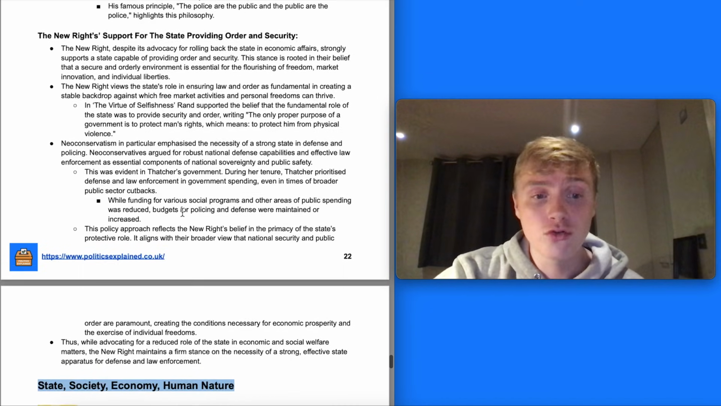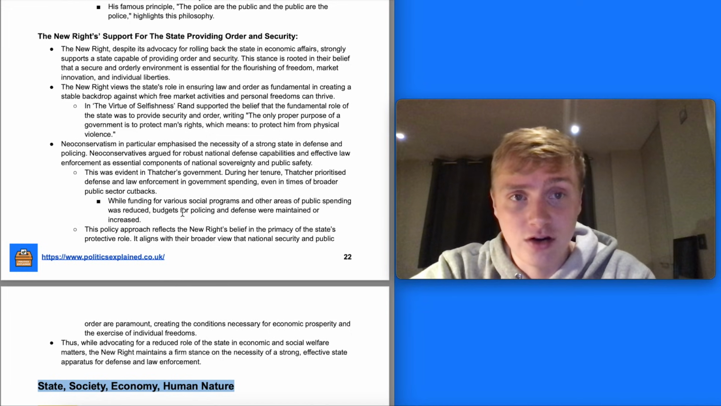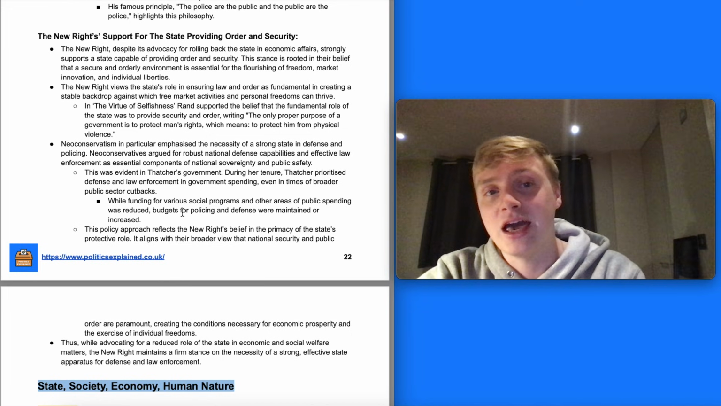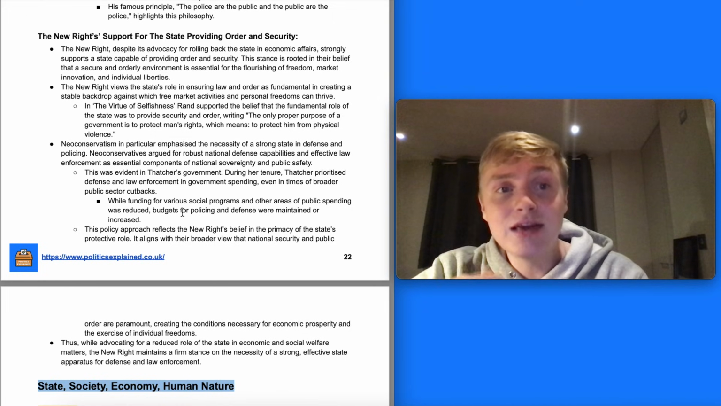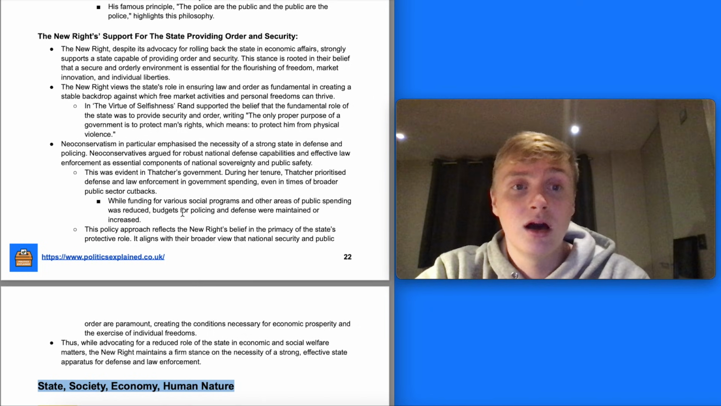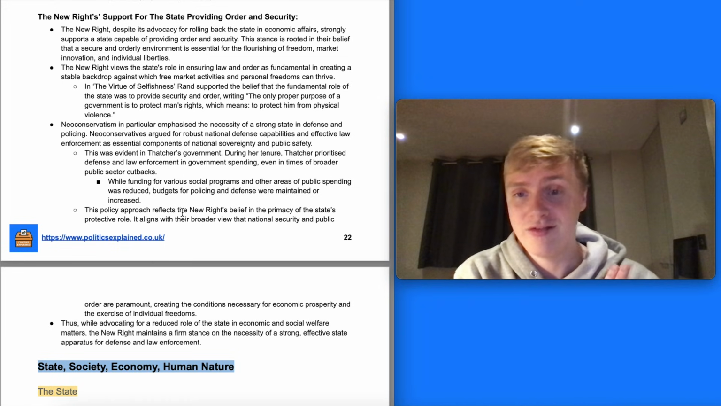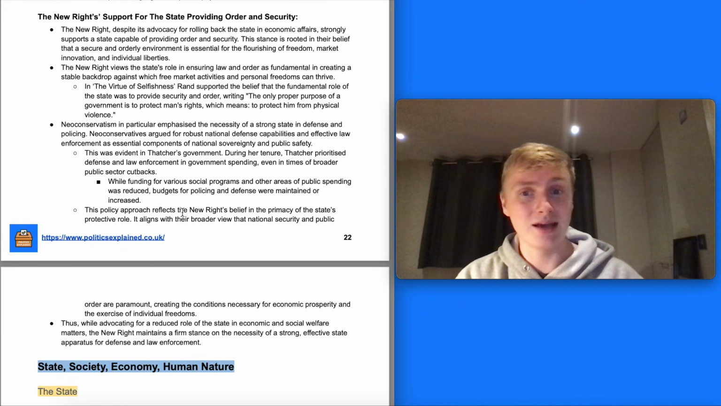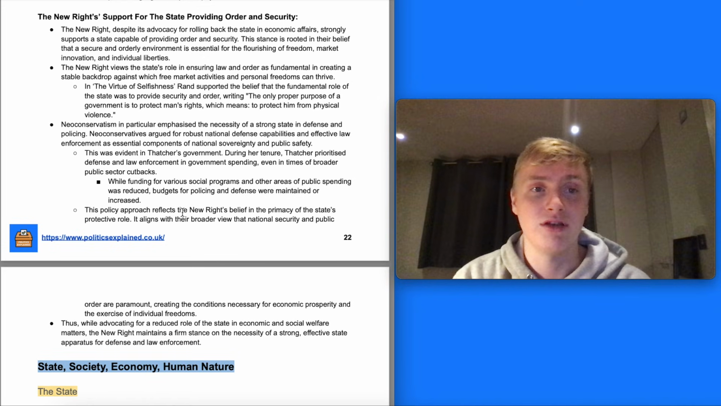And the New Right, crucially, also really do support this idea that the state provides order and security. So even though they advocate for rolling back the state in economic affairs, ultimately the market needs a secure environment and the state needs to provide order and security, even if it should be much smaller in other affairs. They don't think the state should be big. They think it should have very limited roles, but they do think this one is very necessary.